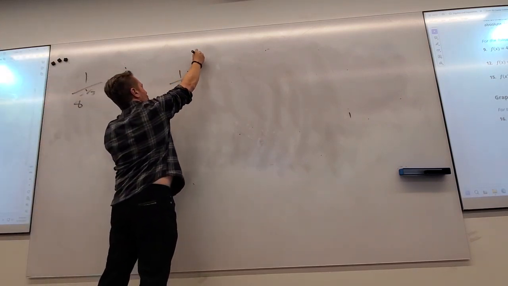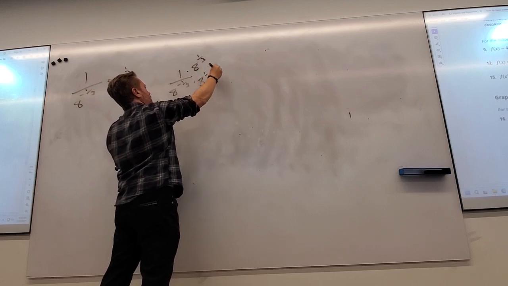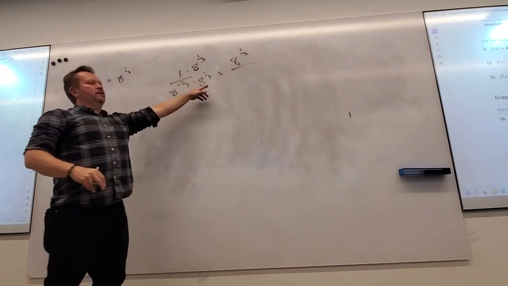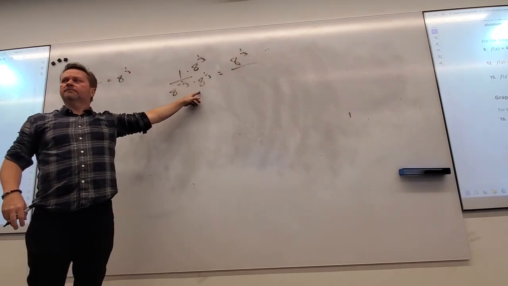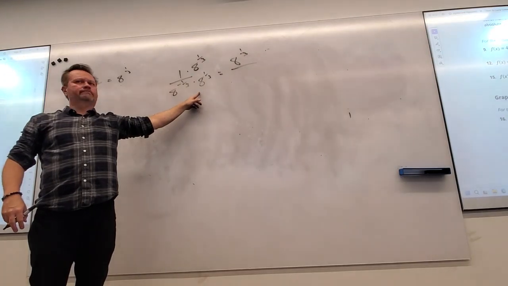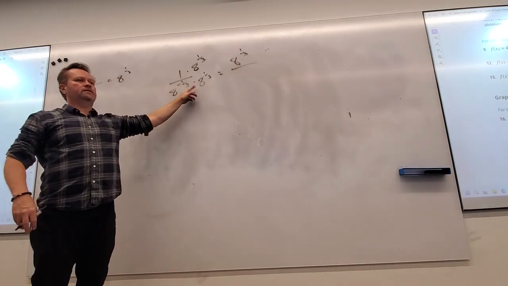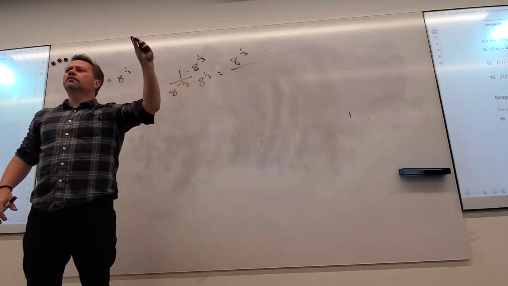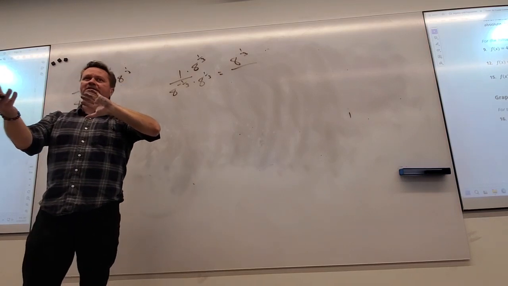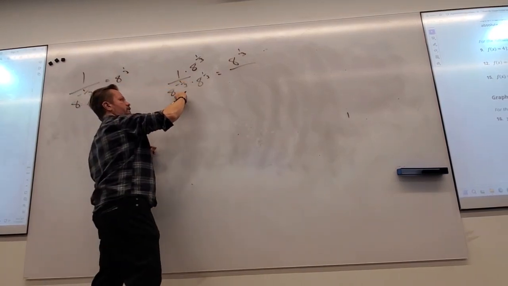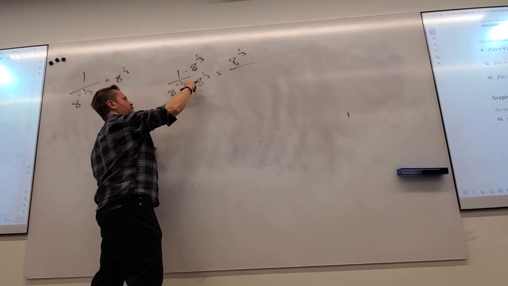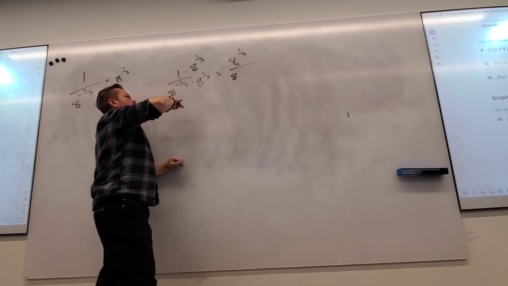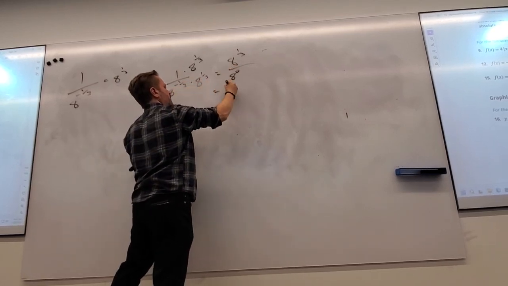If I multiply top and bottom by 8 to the 1/3, I get 8 to the 1/3 on top, yes? Does anyone know what I get on the bottom? Bases are the same, what do I do with the powers? What's x squared times x cubed? I add them, correct? So when I have the same base and I'm multiplying, I add the powers. What's negative 1/3 plus 1/3? 0. And what's 8 to the 0? 1.